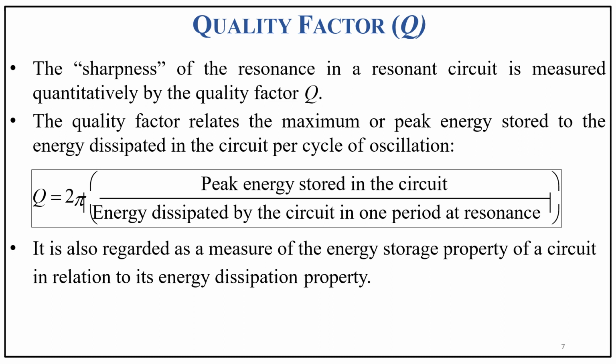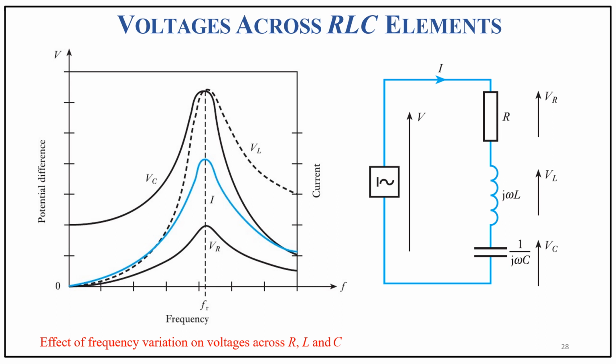So, it is also regarded as a measure of the energy storage property of a circuit in relation to its energy dissipation property. Diagram shows the effect of frequency variation on voltage across R, L, and C.